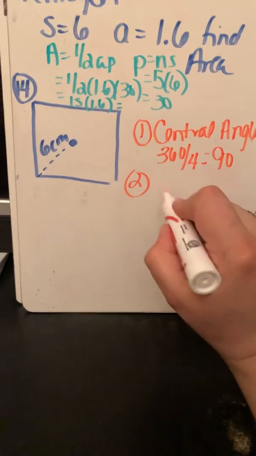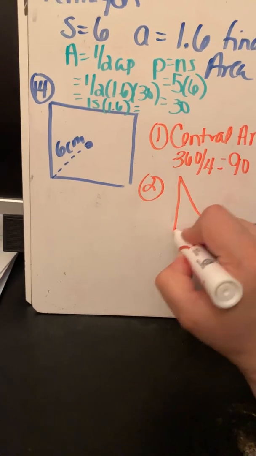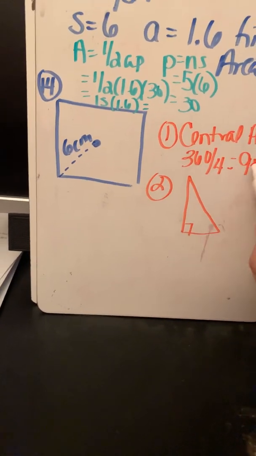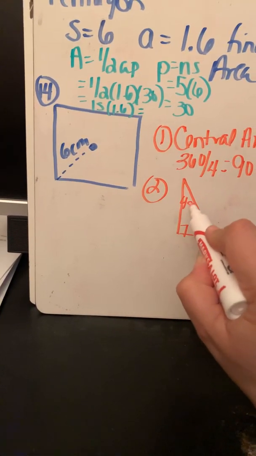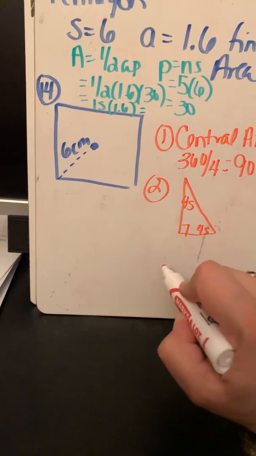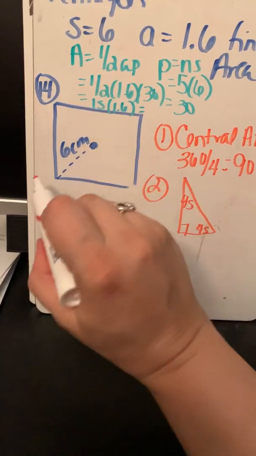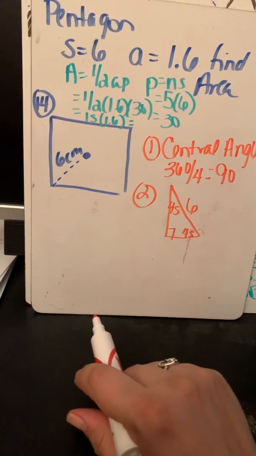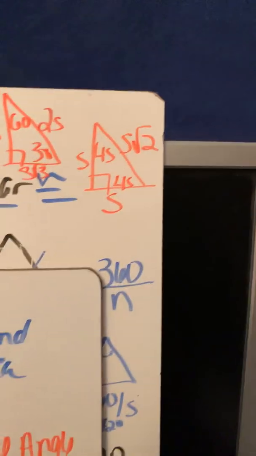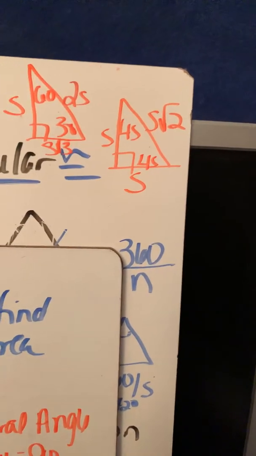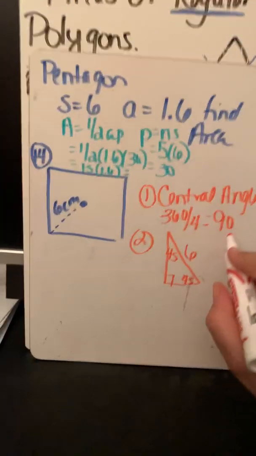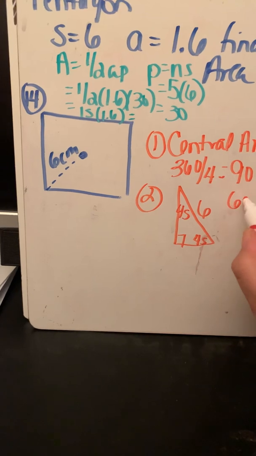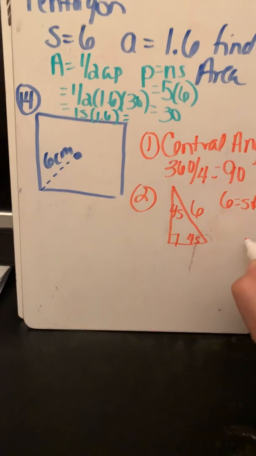Second step, give me that right triangle. So we're going to split that. Now I'm dealing with a 45, 45, 90. They're telling me my radius is 6 centimeters. That makes that 6 centimeters. I know from my 45, 45, 90 that that is S root 2. So just like we did on that previous stuff, I'm going to find S. 6 equals S root 2.